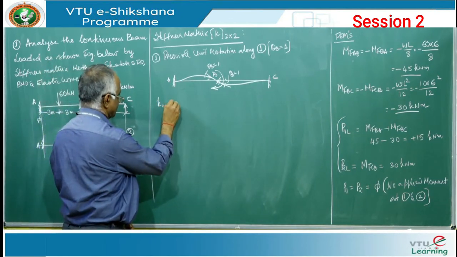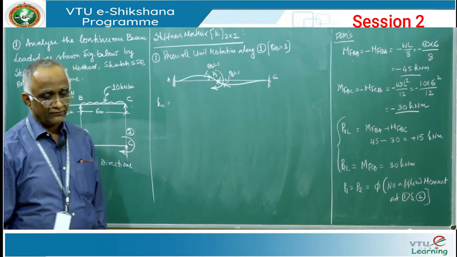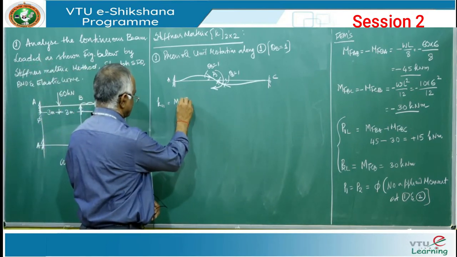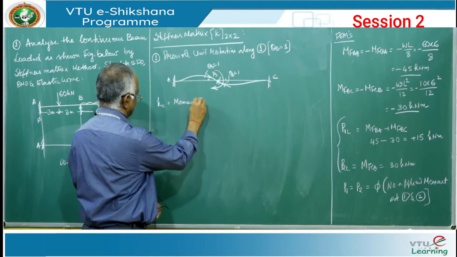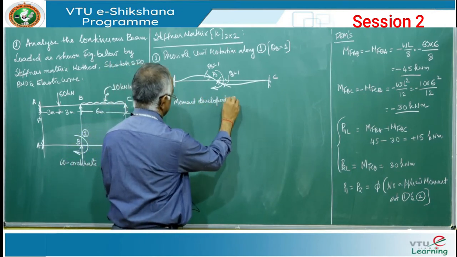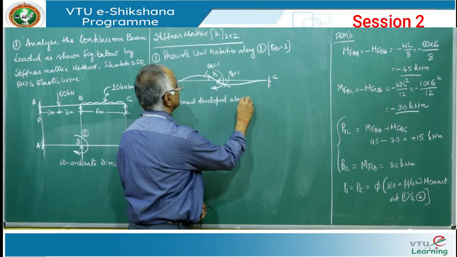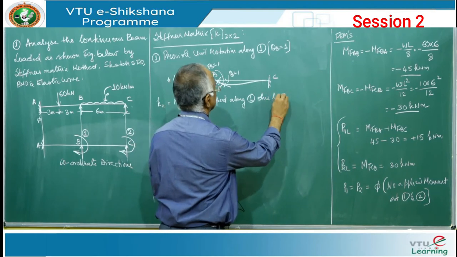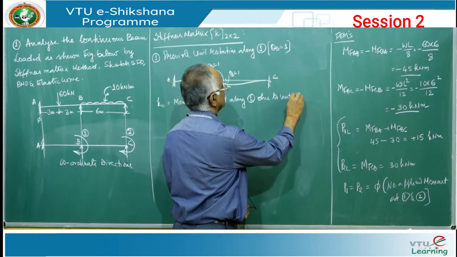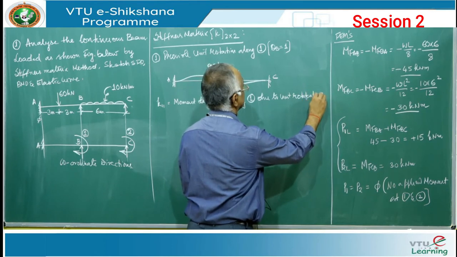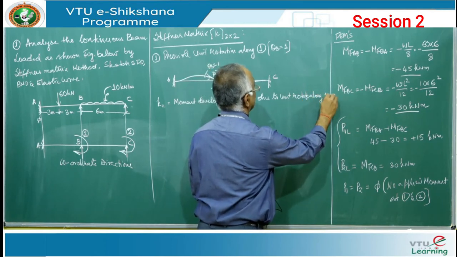Using this figure, I can find out the elements of the stiffness matrix. K11. What is K11 now? It is the force in general. Here it is actually the moment developed along the coordinate 1 due to unit rotation along 1.